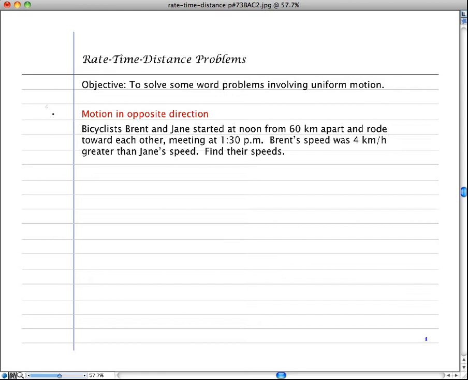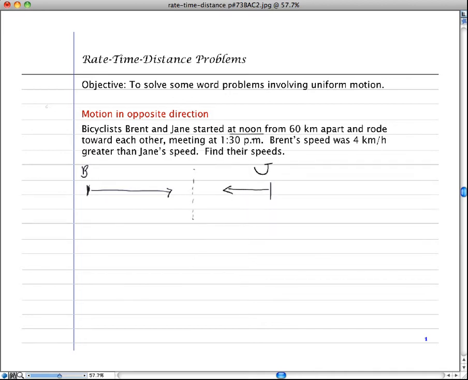towards each other, meeting at 1:30 p.m. Brent's speed was 4 kilometers per hour greater than Jane's speed. Find their speeds. In this particular case, they were away from each other. This is where Brent started, going towards Jane. So this is Brent. And Jane was here, going towards Brent. That's Jane. And they met somewhere in the middle.